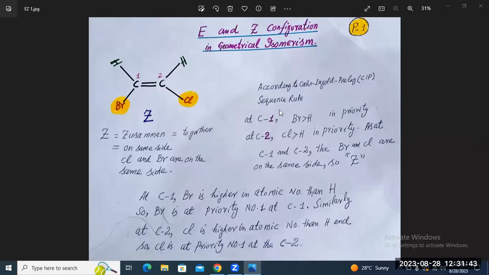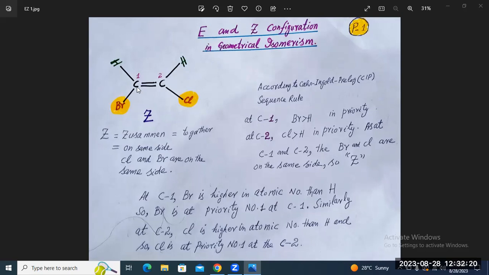Exactly like RS configuration, which is based upon the sequence rule of Cahn-Ingold-Prelog, we can assign the absolute configuration to the geometrical isomers. And these configurations are represented by E and Z configuration. Taking the example here, this is basically a geometrical isomer.